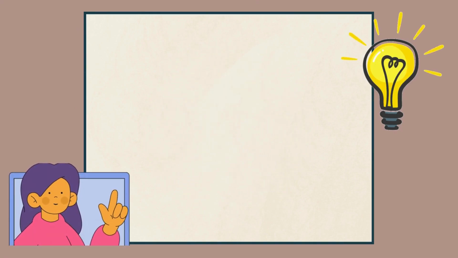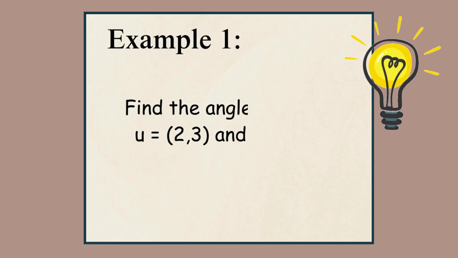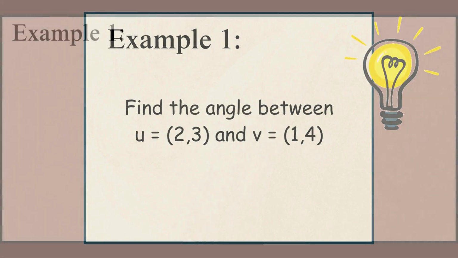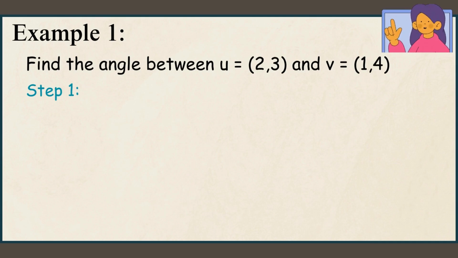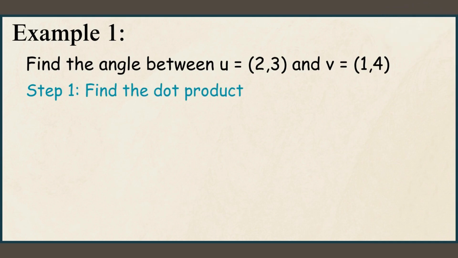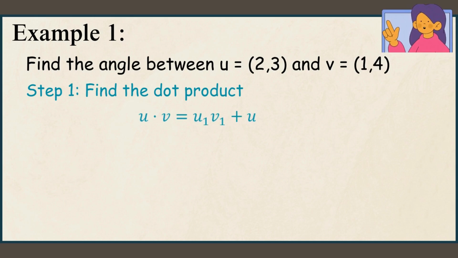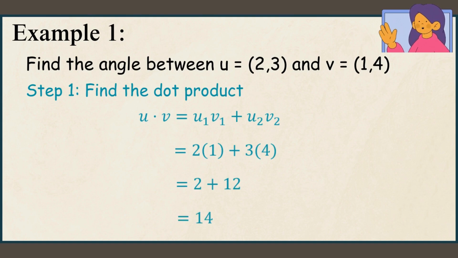Now, let's try an example. Firstly, we have to find the dot product. The dot product for u and v is 2 multiply 1 plus 3 multiply 4, which will give 14.